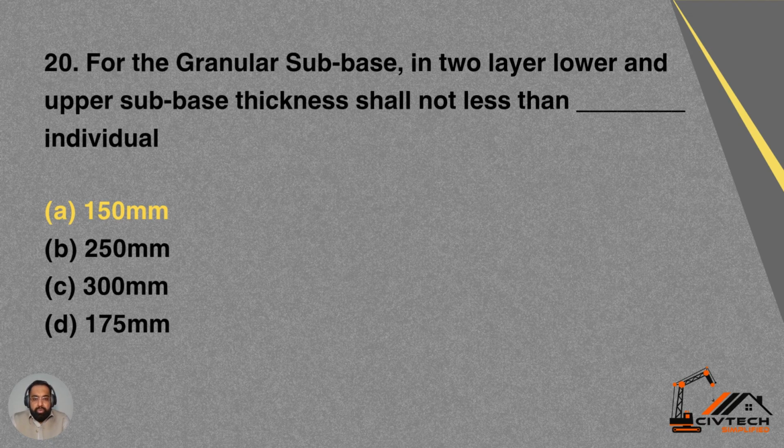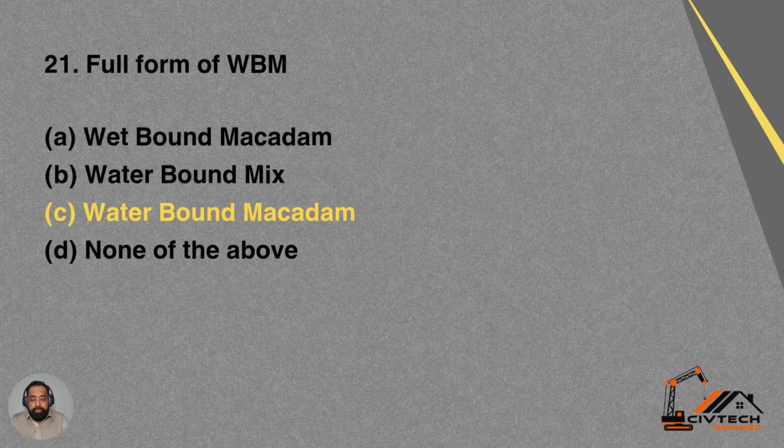Question number 20. For granular subbase in two layers, lower and upper subbase thickness shall not be less than dash individual. Option A, 150 mm; option B, 250 mm; option C, 300 mm; and option D, 175 mm. So A is the correct answer, which is 150 mm.